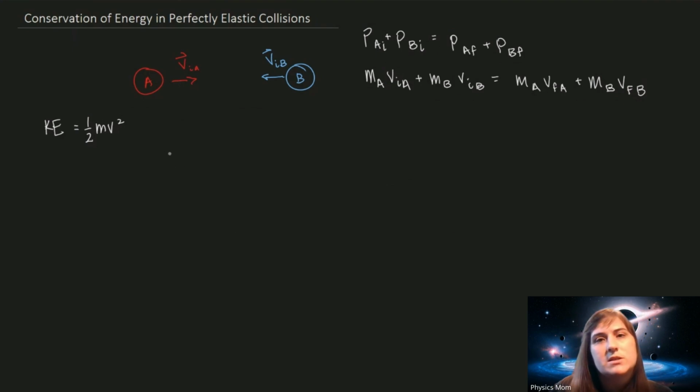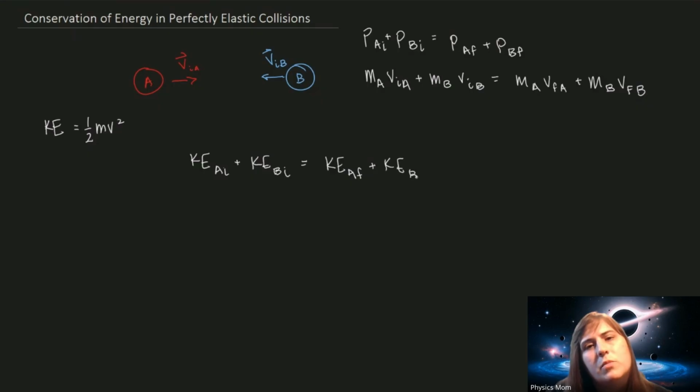But in order for this to be perfectly elastic, I would essentially be saying, just like we set up for the momentum, the kinetic energy of A initial plus the kinetic energy of B initial. Both of these would be some positive number if they were both moving. It doesn't matter that B is going in the negative direction. Their combined energies would be equal to the kinetic energy of A final, whatever it is. If it changes, it's going to be based on how its velocity changes, plus the kinetic energy of B final.